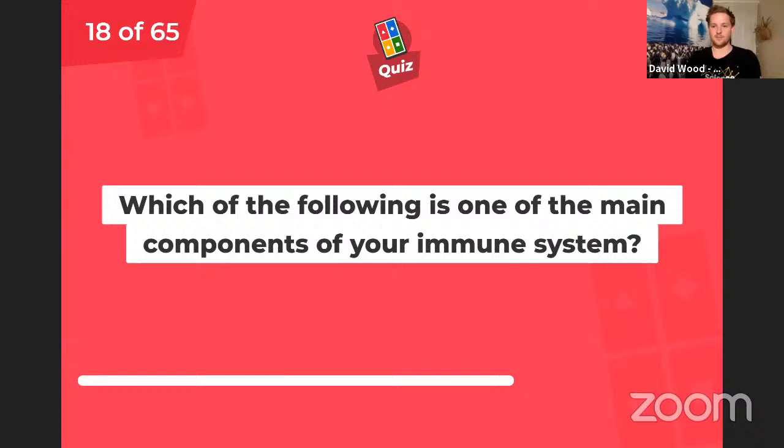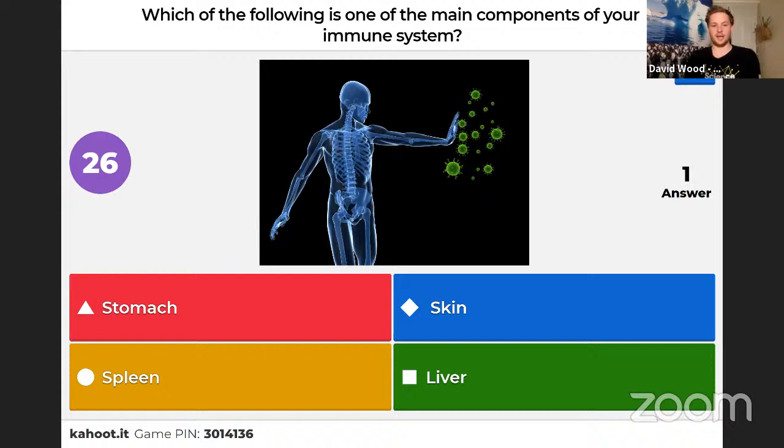Is it the stomach, the skin, the spleen, or the liver? Which of these organs helps with our immune system? Stomach, skin, spleen, or liver? Get those answers in as soon as you can.